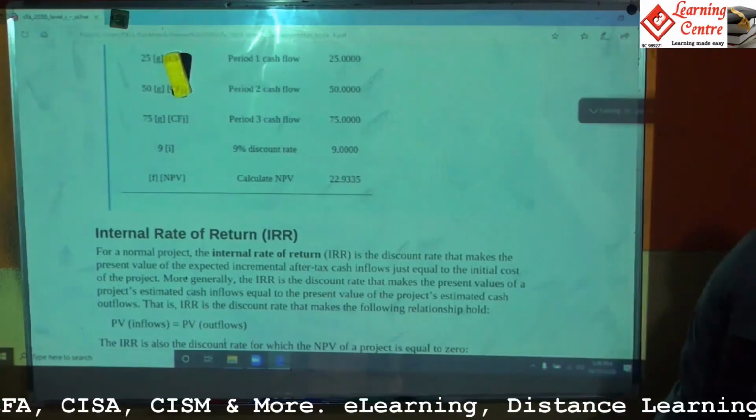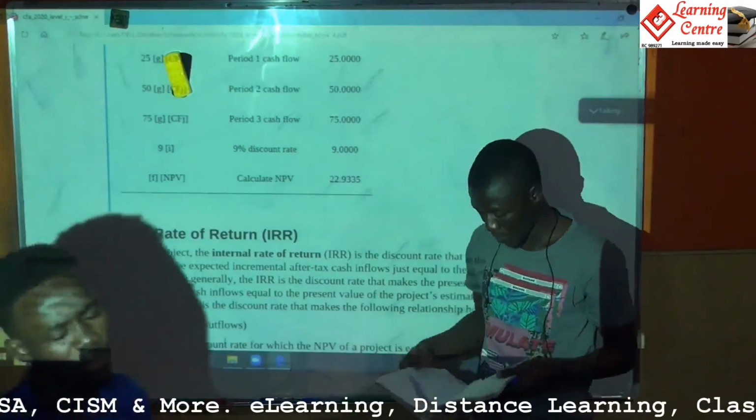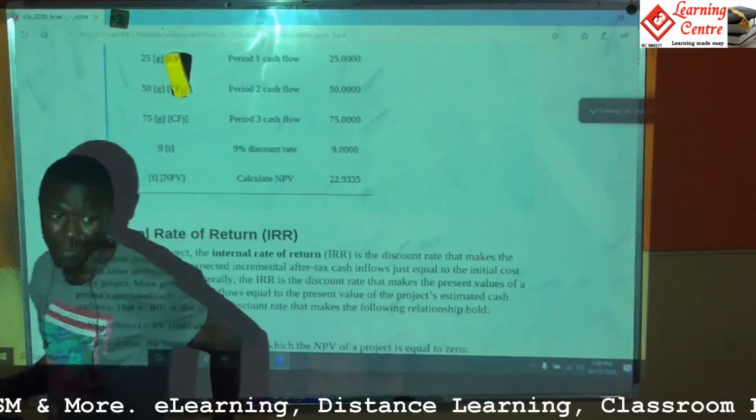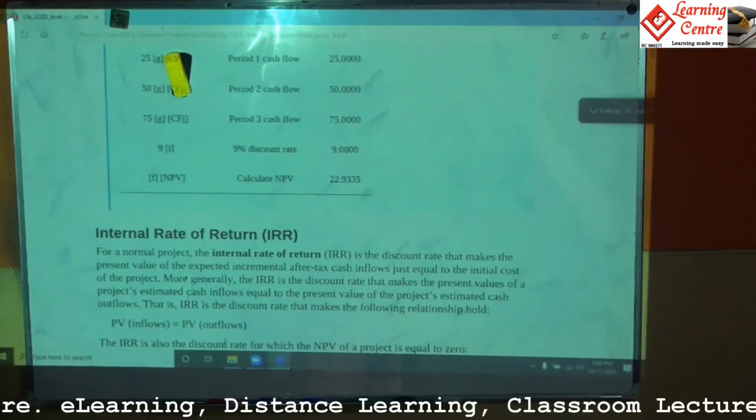So let's try another example on our own. Then we'll now move to internal rate of return.